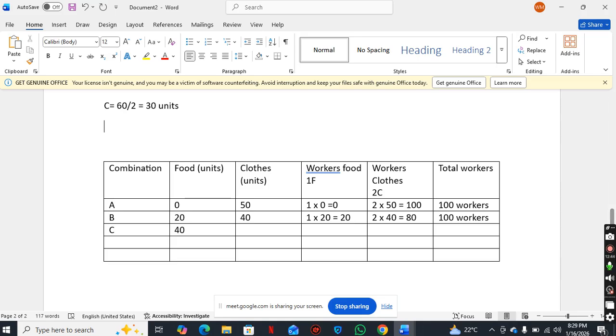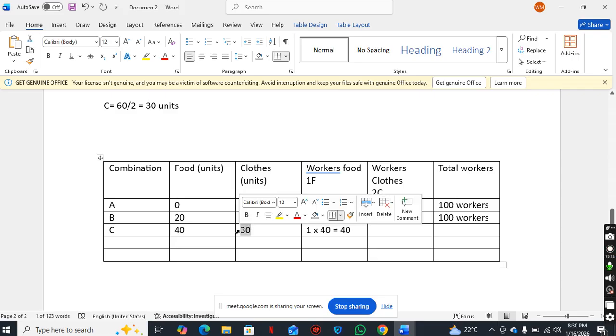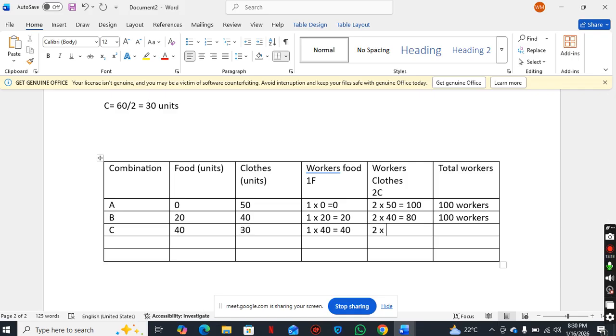Right. So if we produce 40 units of food, we are going to be able to make 30 units of clothes. If 1 unit of food needs 1 worker, and we are producing 40 units, we're going to need 40 workers. Then for clothes, if 1 unit needs 2 workers, 30 units is going to need 60 workers, 2 times 30. When you add 40 plus 60, again you get 100 workers.